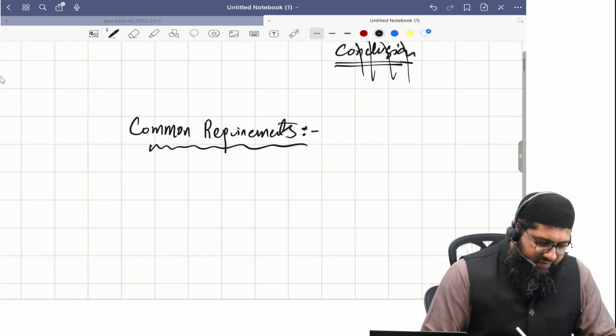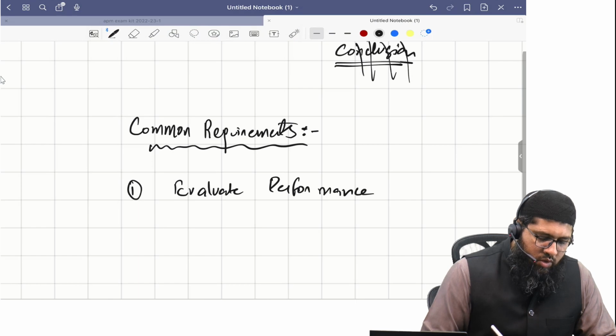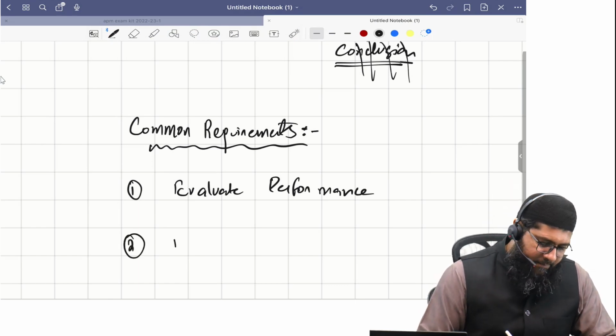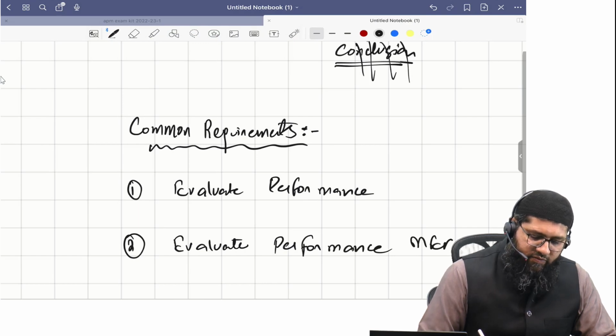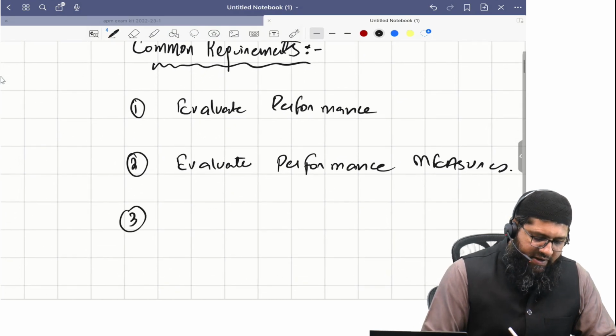Number one, the examiner might actually say, evaluate performance. The second requirement could be, evaluate the performance measures. The third requirement could say, evaluate.